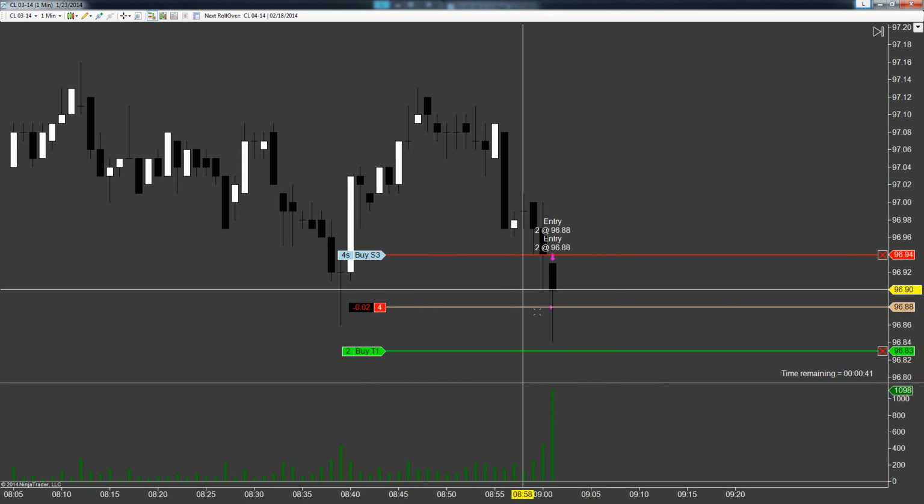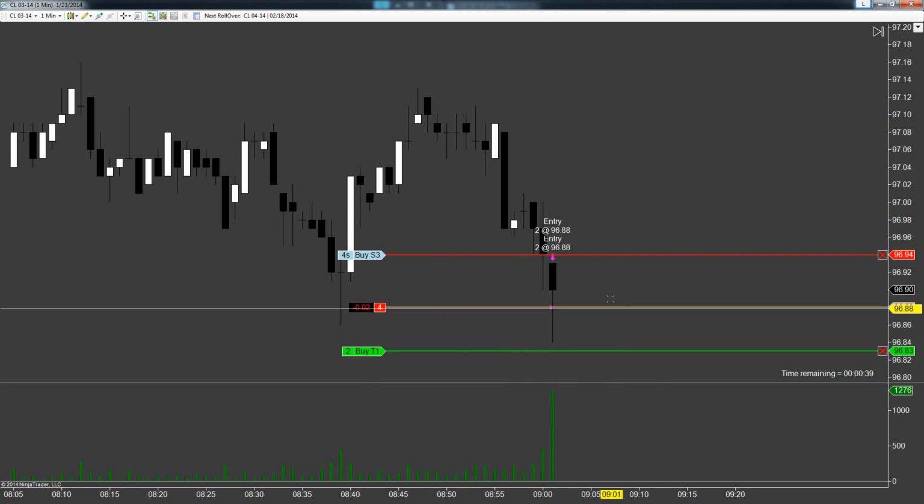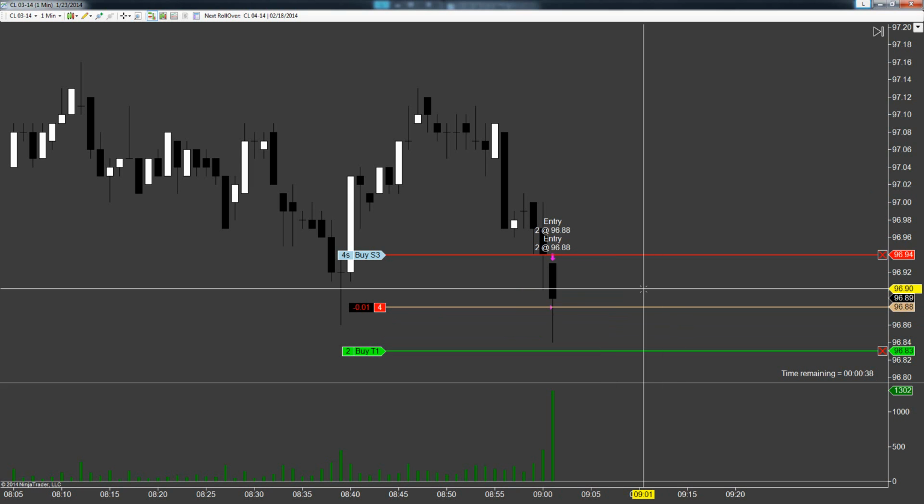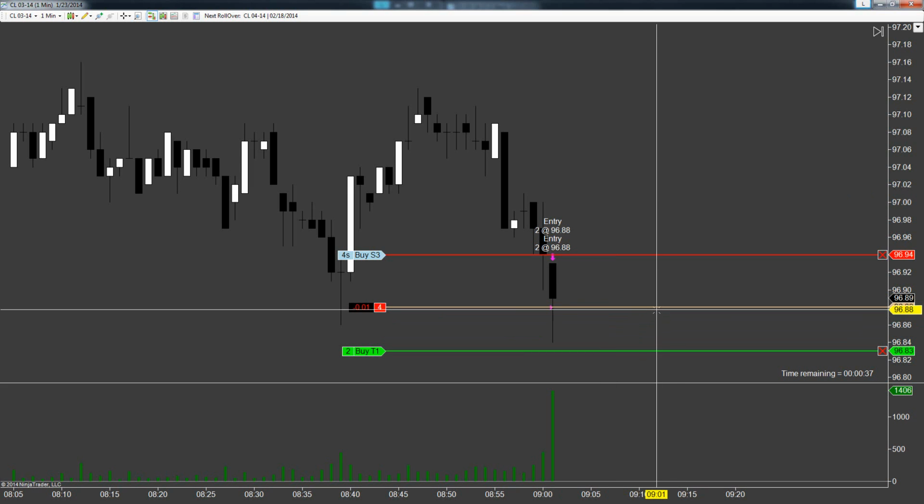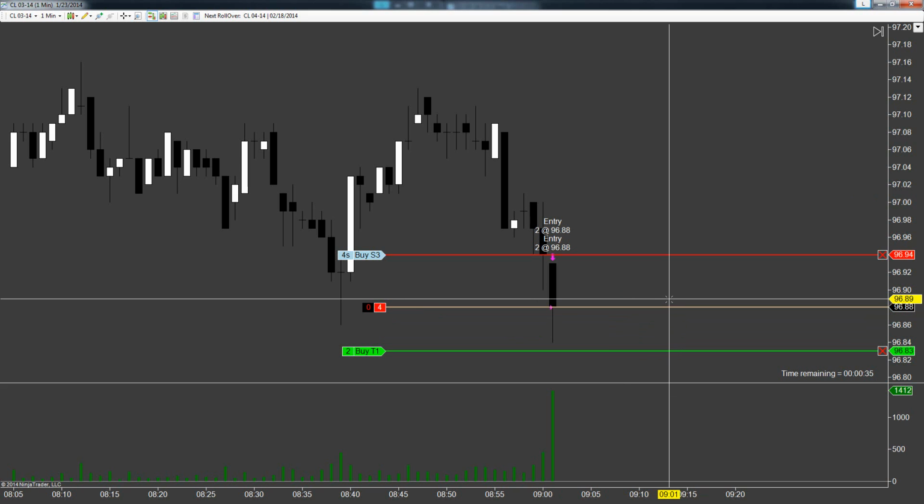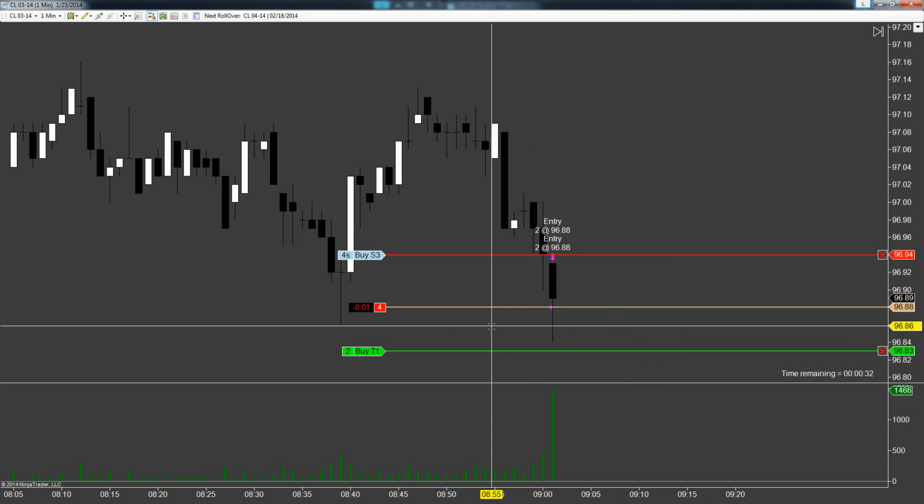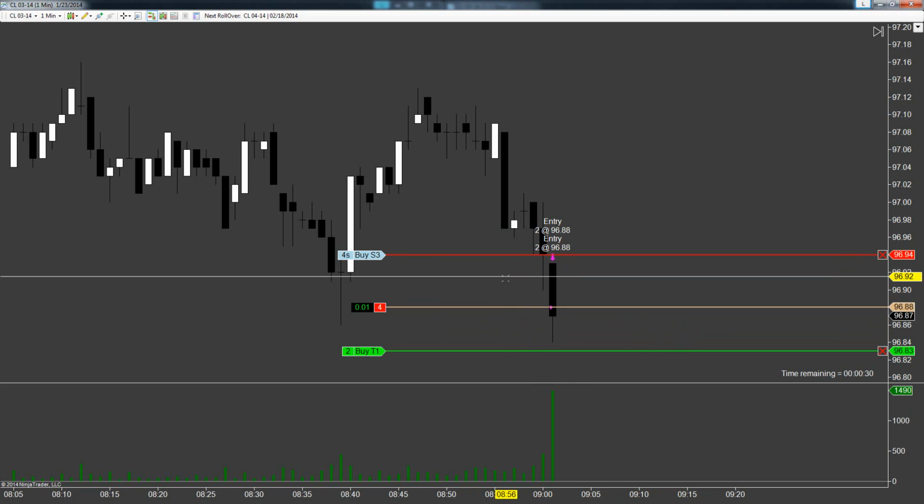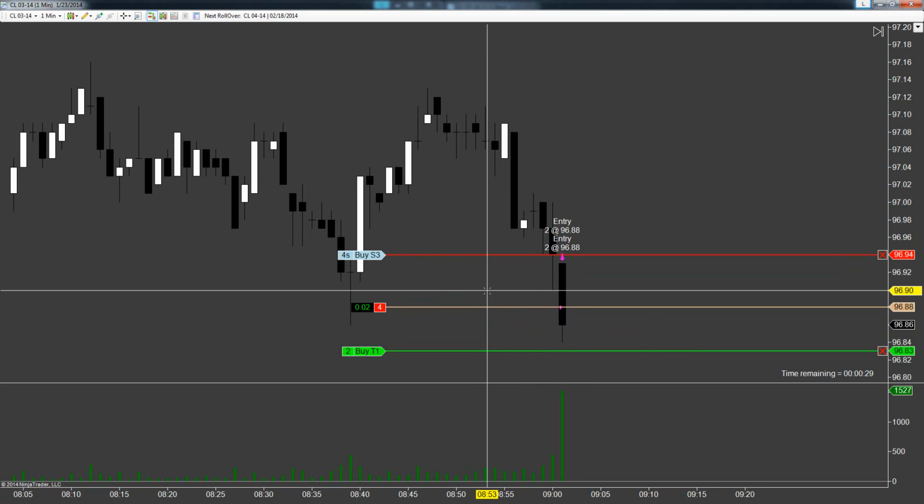So what we're looking to do here is just looking for this market to give us a little bit of a push down. It's having a little bit of a hard time getting down there, but we were triggered in at 96.88 to the downside, and then we're just waiting for our targets to the downside, or if we get stopped out, we'll take a stop out as well. So just waiting for a push down here.